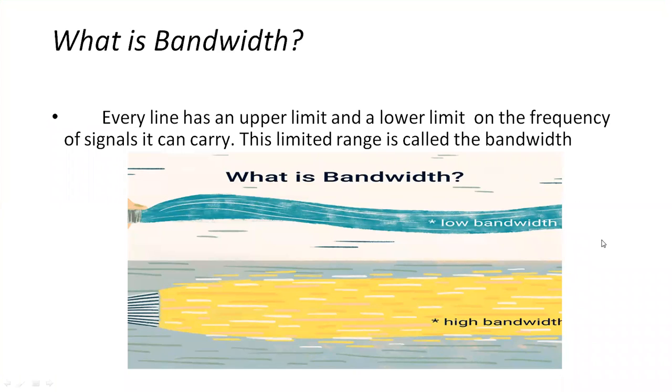What is bandwidth? Every line has an upper limit and a lower limit on the frequency of signals it can carry. This limited range is called bandwidth, or the maximum amount of data transmitted over an internet connection in a given amount of time. Bandwidth is often mistaken for internet speed when it's actually the volume of information that can be sent over a connection in a measured amount of time, which is calculated in megabits per second, known as Mbps.